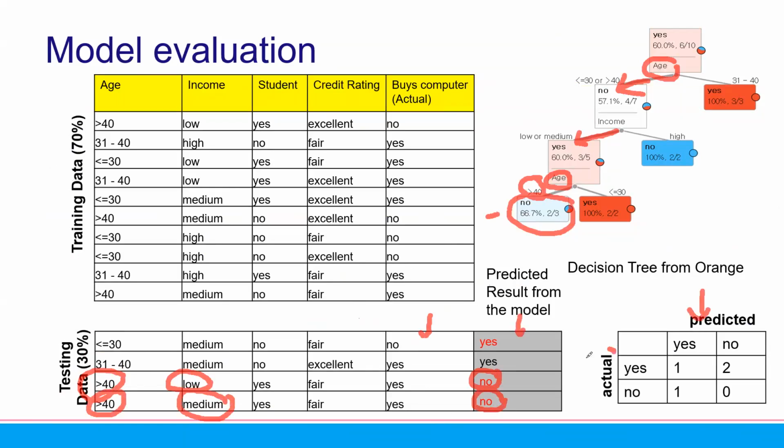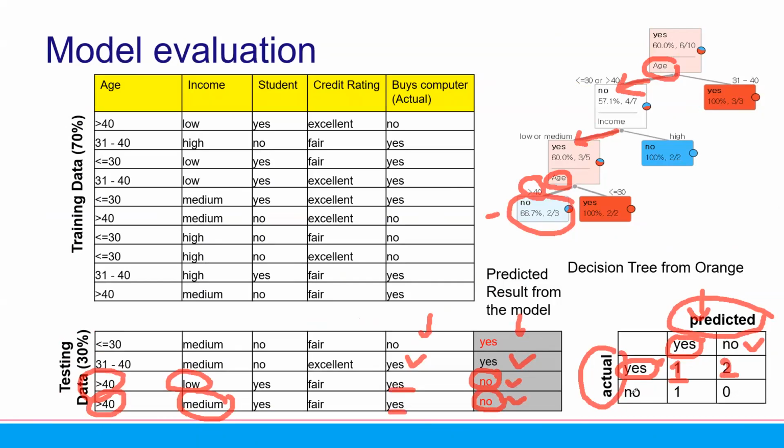How many actual and how many predicted that we have? If the actual is yes, how many of them if the predicted is yes? Okay, we have actual is yes and the predicted is yes. Okay, we have one. So we call this 1. The actual is yes, and the predicted is no. So we have 2.